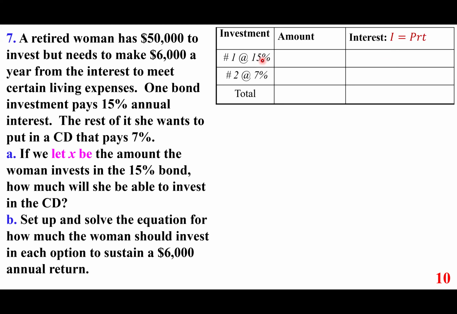Okay, so X amount here, 50,000 total, interest total of $6,000 we need. So we put in what we can find here.